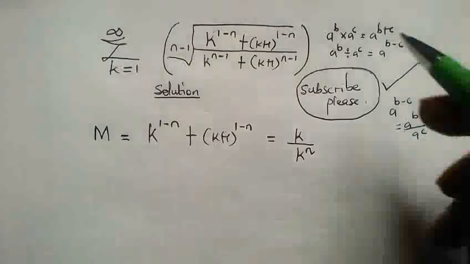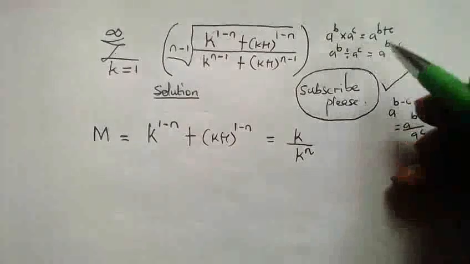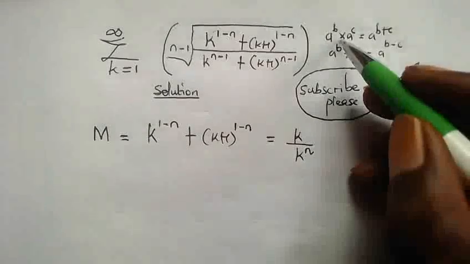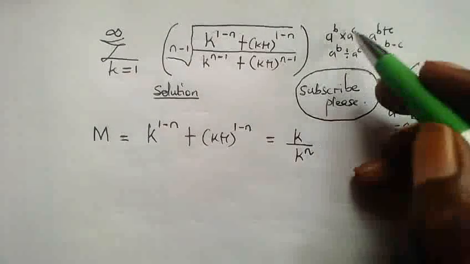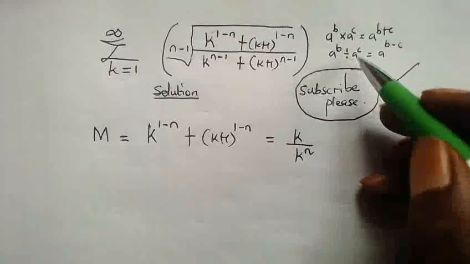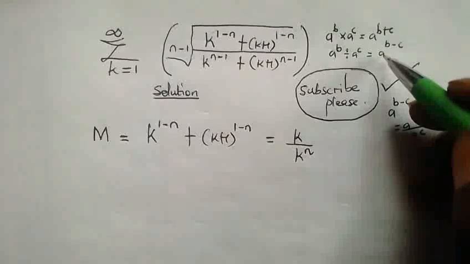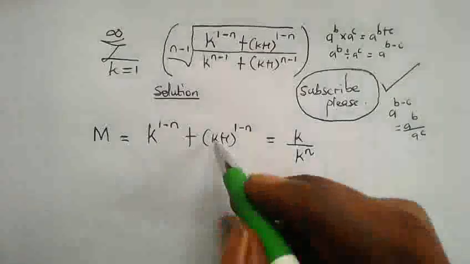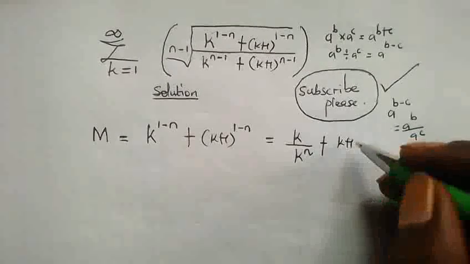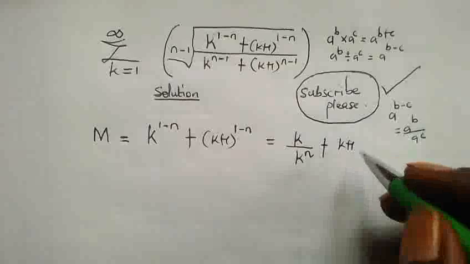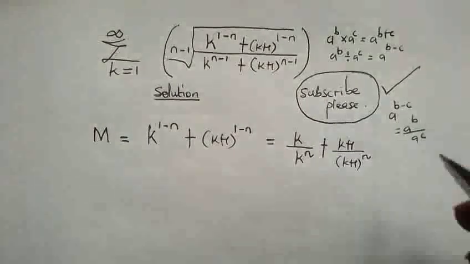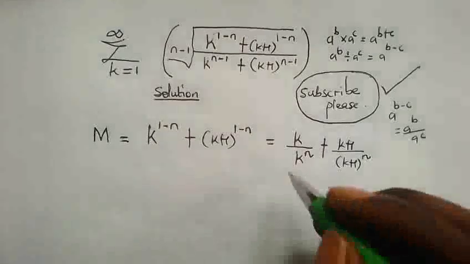For more clarification, here we have these laws. a raised to the power b times a raised to the power c is equal to a raised to the power b plus c. Because of this multiplication sign, we add the powers, since we have equal bases. And right over here we have equal bases with a division sign, so we subtract the powers. That's why we have here a raised to the power of b minus c. Right over here we have plus. Here we have k plus 1 raised to the power of 1, which is the same as k plus 1 all over k plus 1 raised to the power of n.